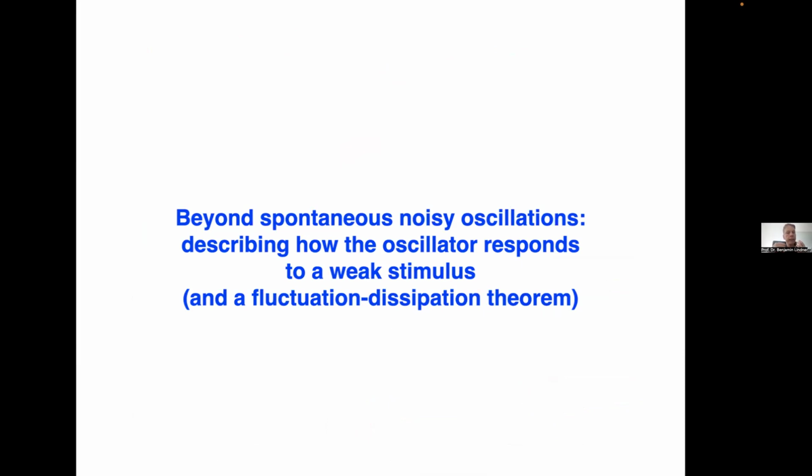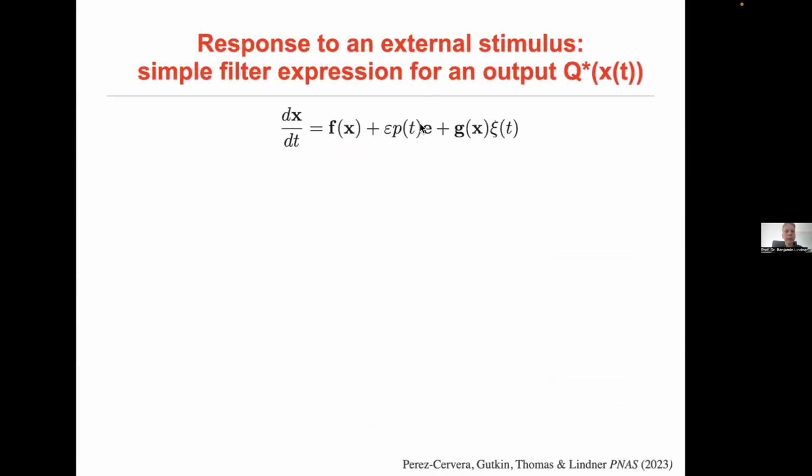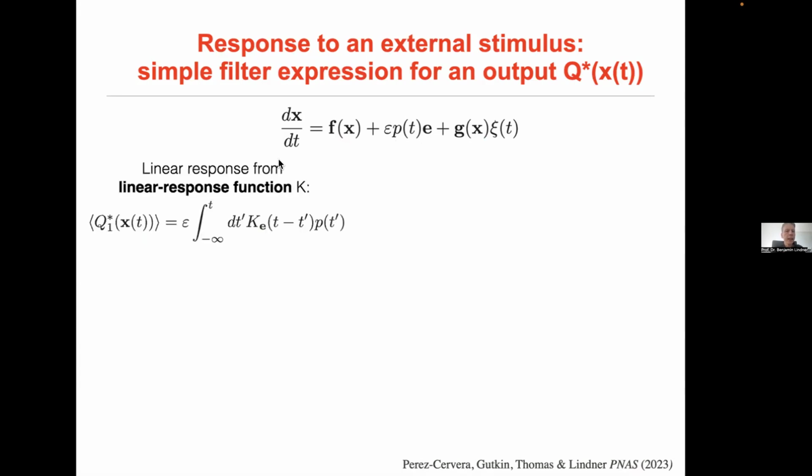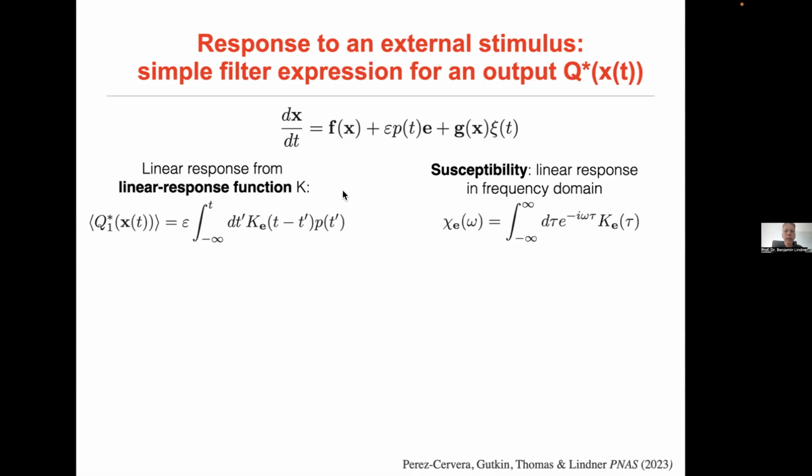However, there's more to it. We can drive the system externally in a certain direction in our state space, along a vector E, and perturb it in a time-dependent manner from the outside. Then we know that the time-dependent mean value, if the perturbation is sufficiently weak, will follow from this relation. This is simply linear response theory according to Kubo, where Ke is simply the response function. And this can also be characterized by the susceptibility, the linear response function in frequency domain.